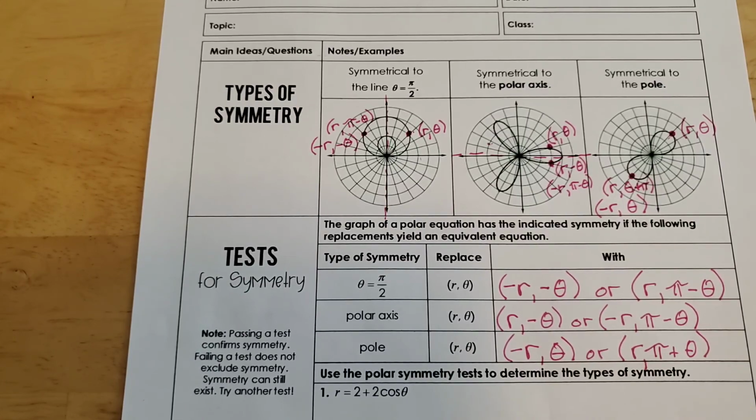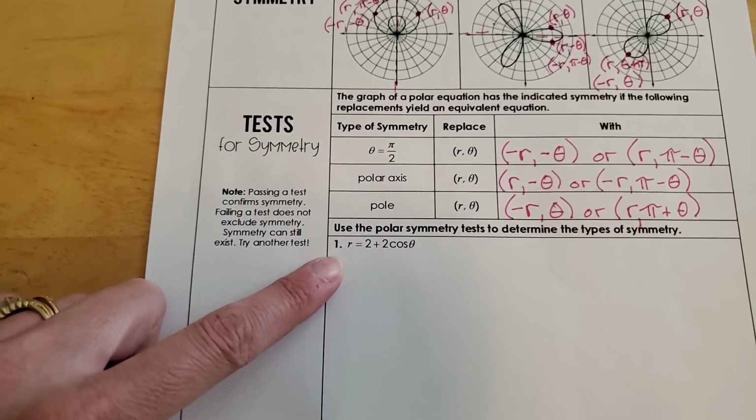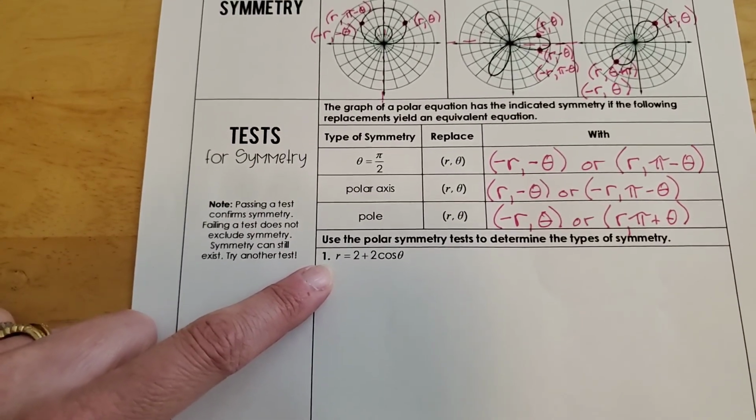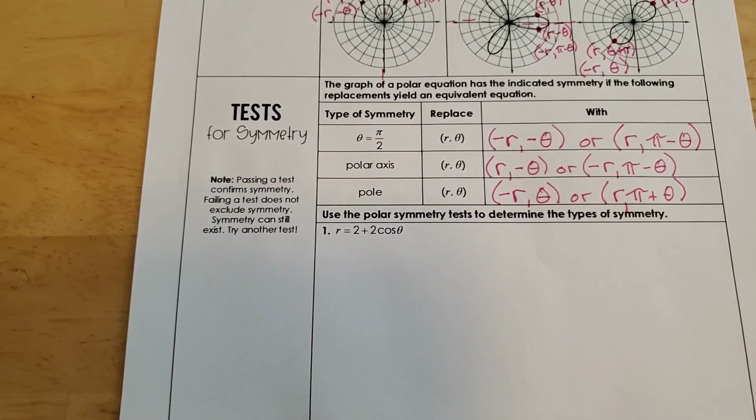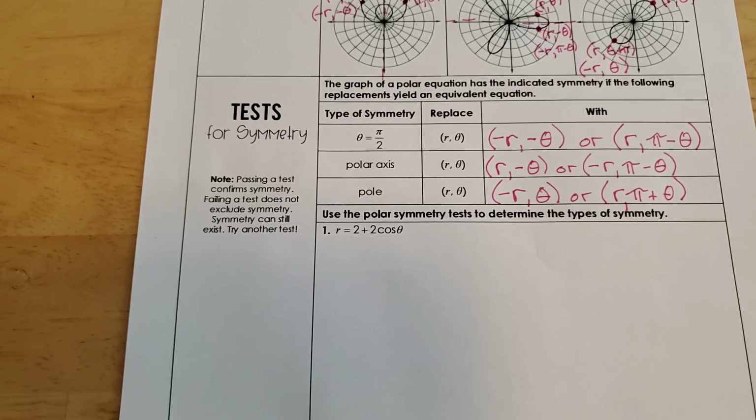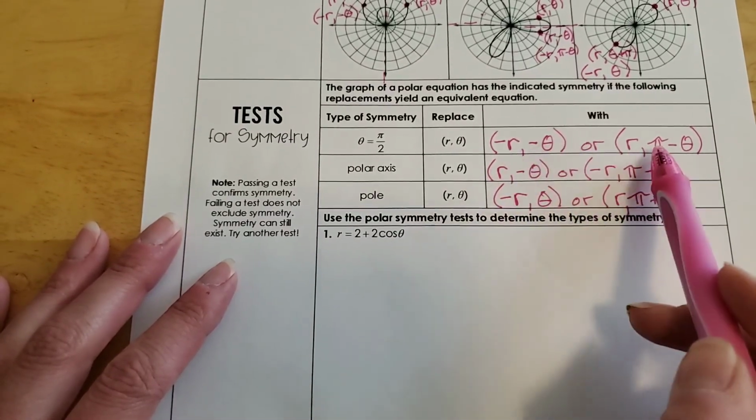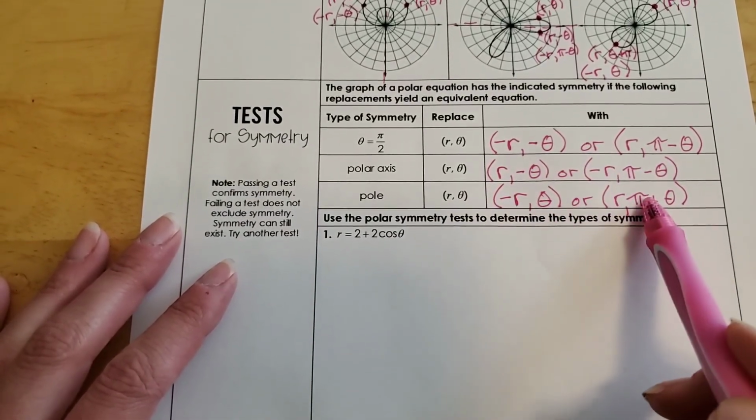We are going to take an equation like r equals 2 plus 2 cosine theta. I want to test if I graphed that, if I actually generated a table of points, which would take quite a bit of time, would I have a graph that's symmetric to the line theta equals pi over 2, symmetric to the polar axis, or symmetric to the pole? And so I'm going to test those by plugging in each of these points.